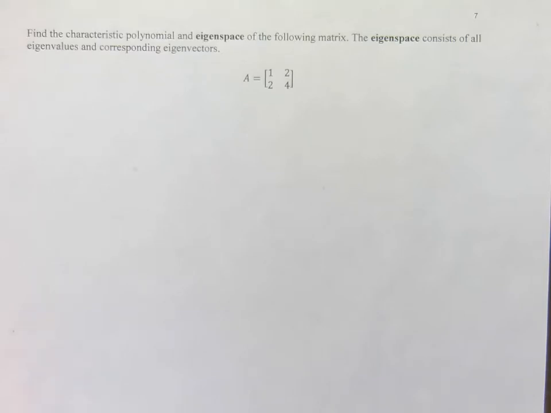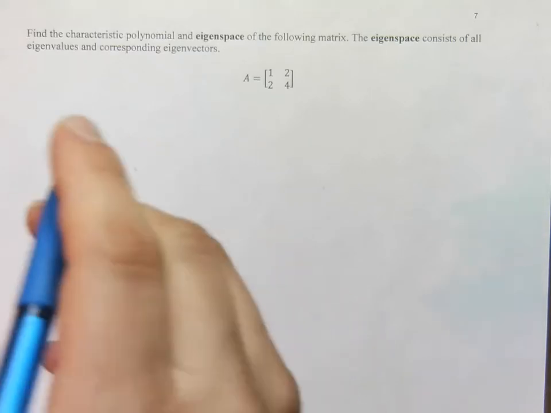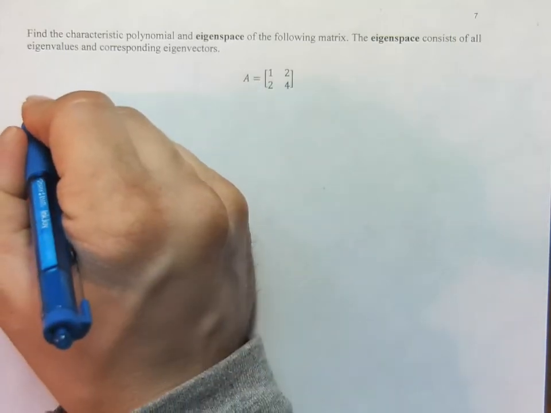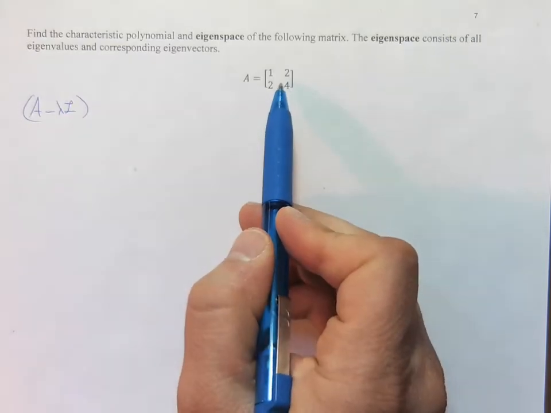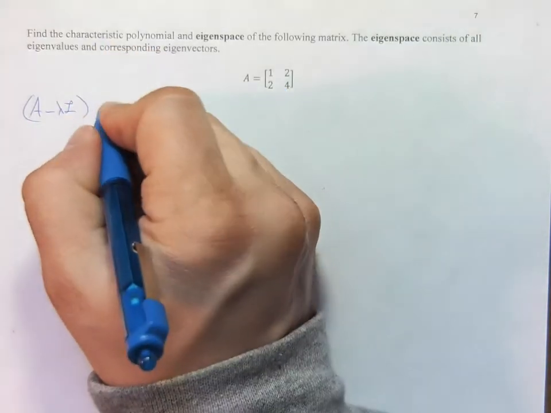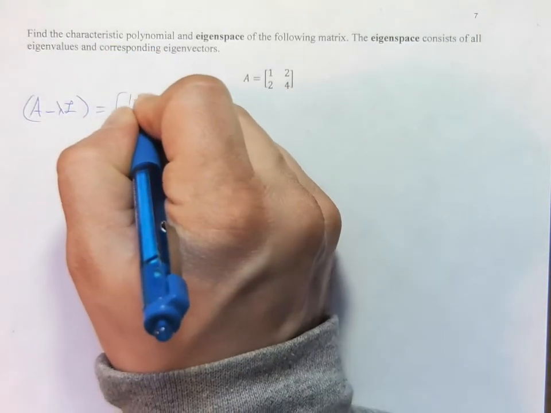Okay, so we're going to do the same thing. We're going to find the eigenspace, except it's a 2x2. And so when we do A minus lambda I, again, you just take the matrix A, subtract lambda off the diagonals, and so that looks like this.